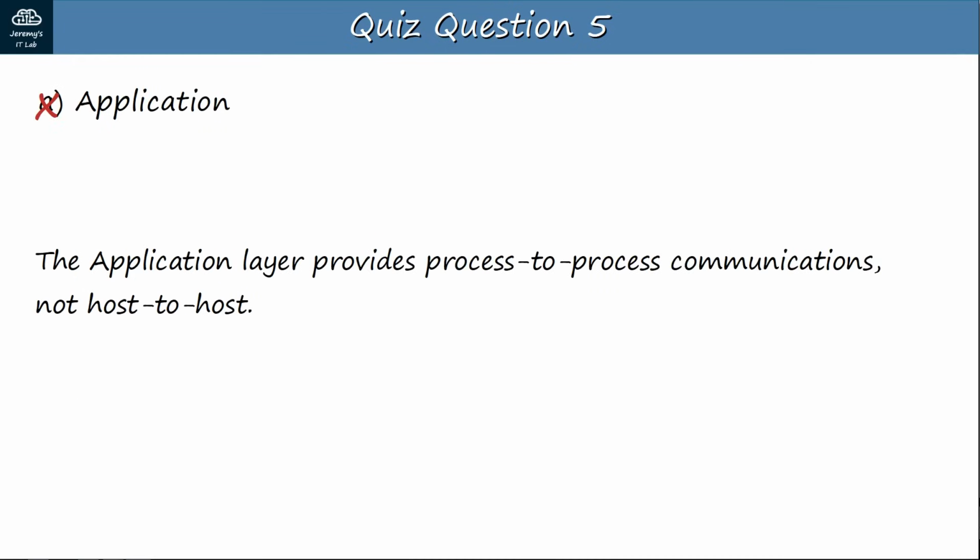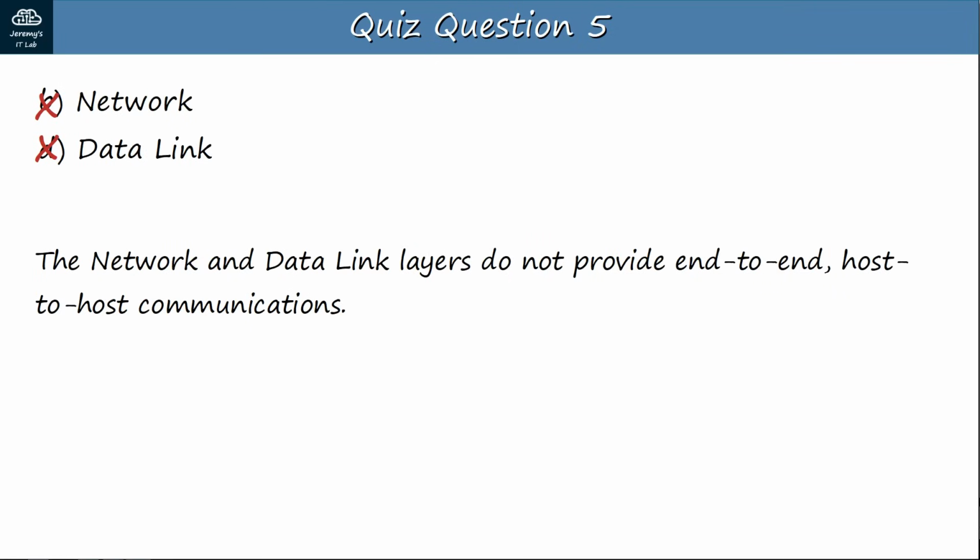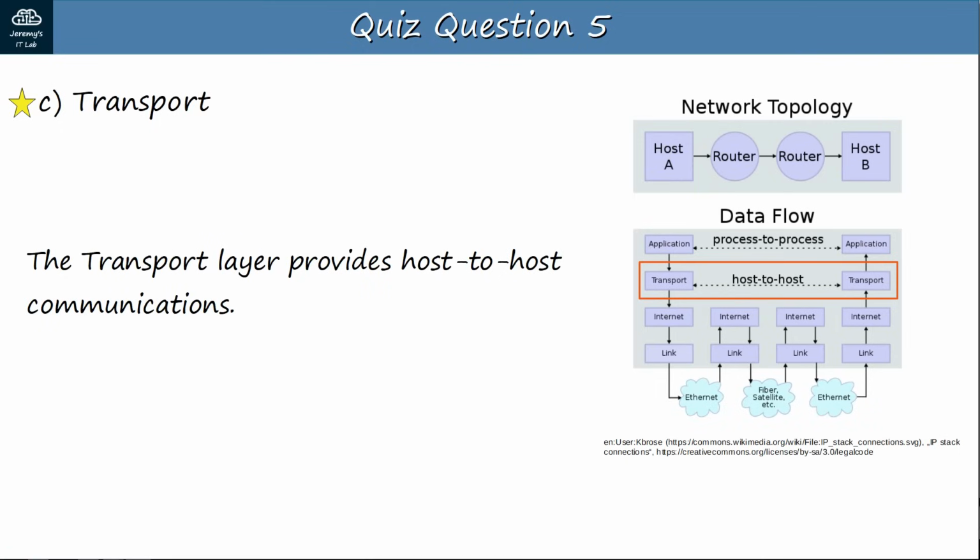The application layer provides process-to-process communications, not host-to-host. So A, application layer, is incorrect. The network and data link layers do not provide end-to-end, host-to-host communications. So B, network, and D, data link, are incorrect. The transport layer provides host-to-host communications, as shown in this diagram. So C, transport, is the correct answer.